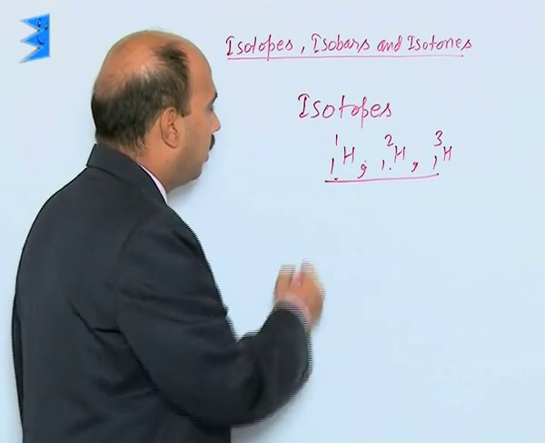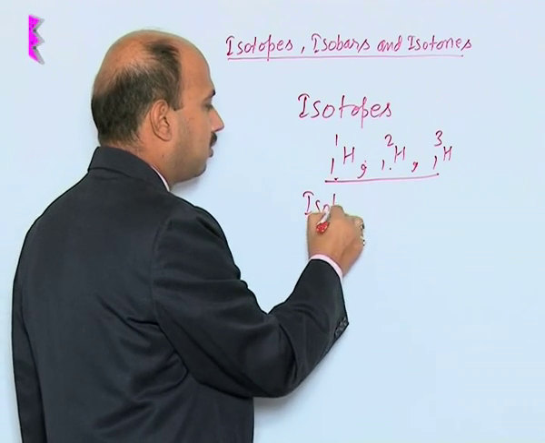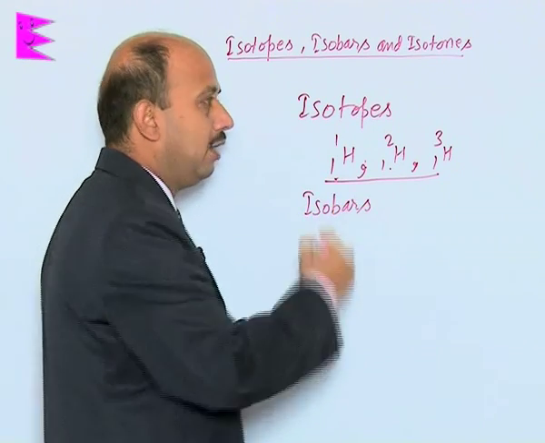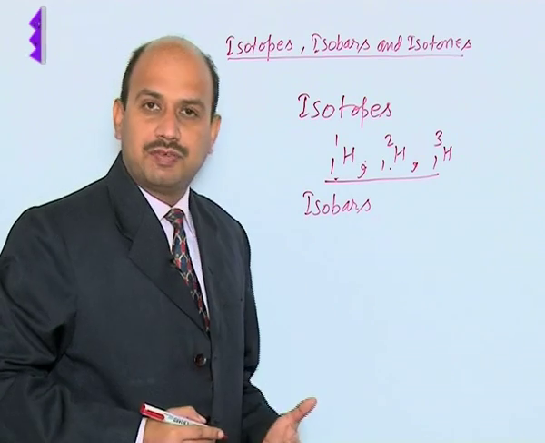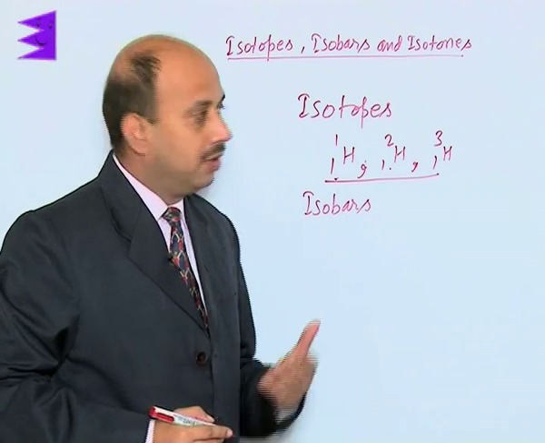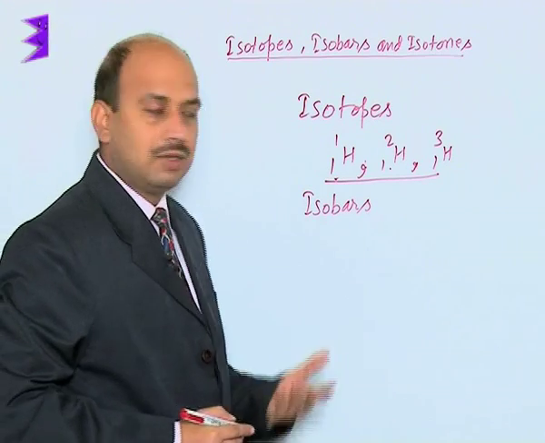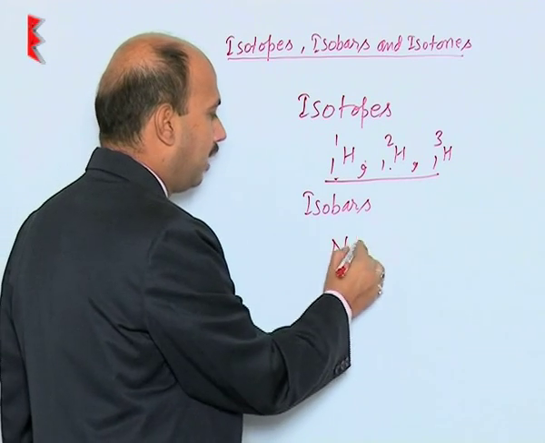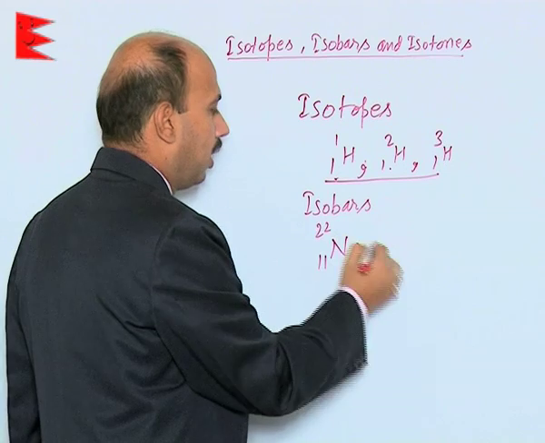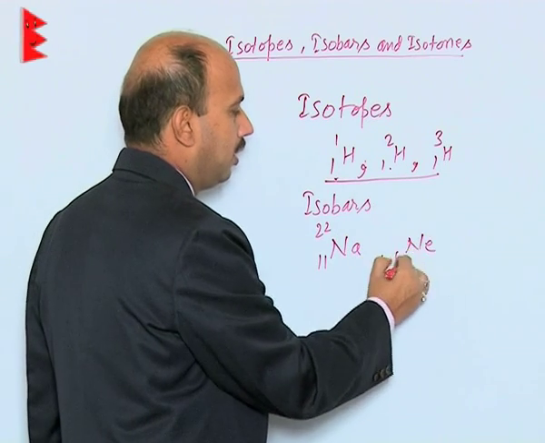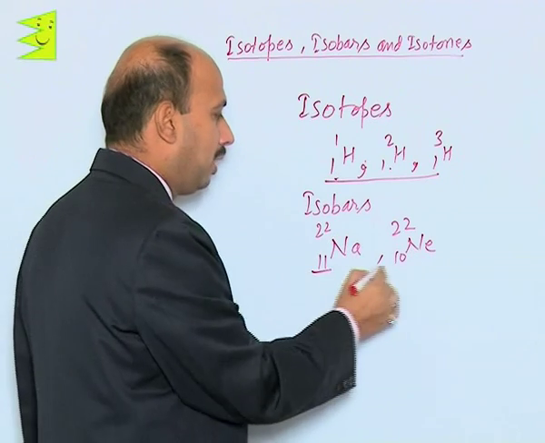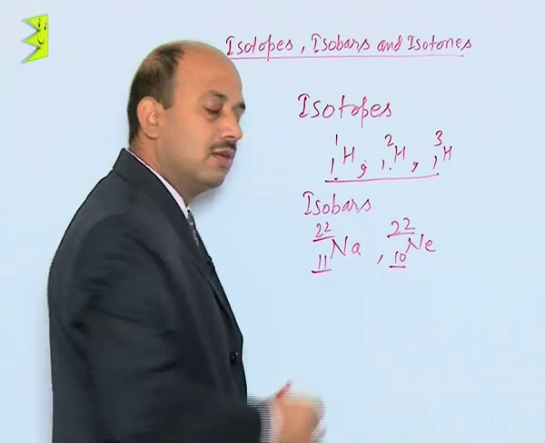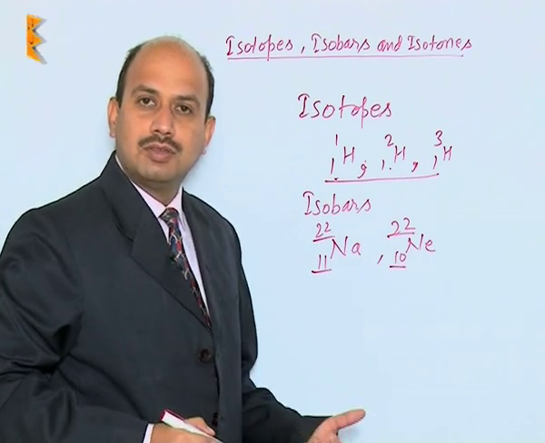Similarly, we can take another one, that is isobars. In isobars, what happens here? In this case, the atomic number is different but the atomic weight remains the same. For example, we can take Na and Ne. In these two elements you will see that atomic numbers are different but mass numbers are the same. That means atomic weights are the same.